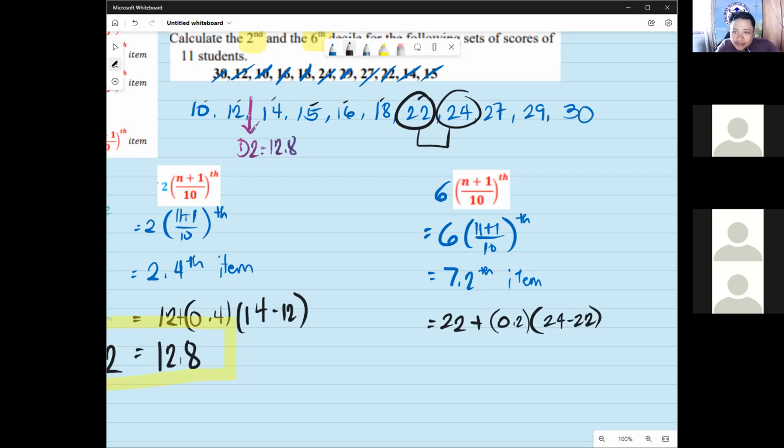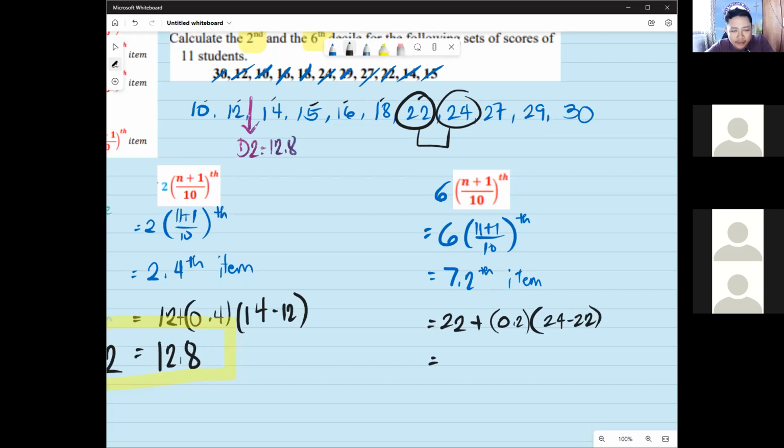Okay, one of your classmates already sent the answer. For the rest, kindly solve for this. What is 22 plus 0.2 times 24 minus 22? Of course, you need to subtract this first, then multiply by 0.2 and then add 22. Type the answer in the chat box, please. Okay, very good. That's it.